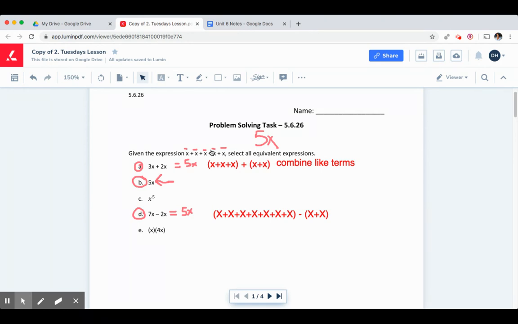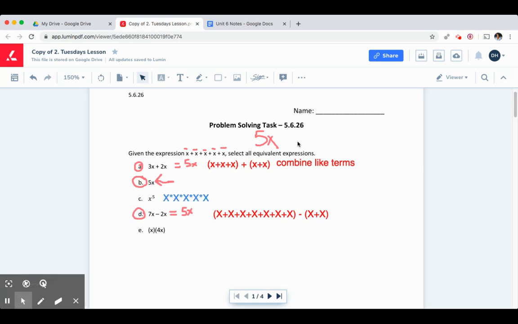So in answer choices A and D, we combined like terms, which basically means that we solved an expression with terms that shared the same variables. And we ended up with the same answer of 5x. So both A, B, and D are correct.